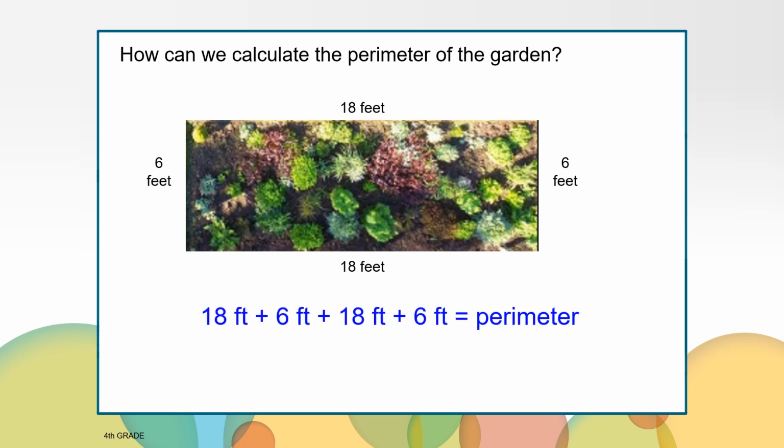We could calculate the perimeter of the garden by adding 18 feet plus 6 feet plus 18 feet plus 6 feet. Did you notice that there are 2 6 feet and 2 18 feet in this number sentence? We could also calculate the perimeter of this garden by multiplying 18 times 2 and adding 6 times 2. Both number sentences would give us the perimeter. Now it's your turn. On your paper and pencil, calculate the perimeter of the garden any way that makes sense to you.